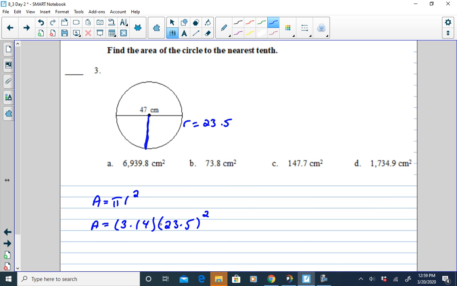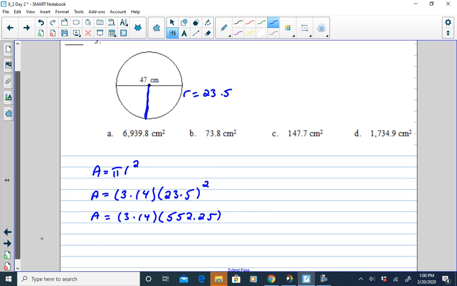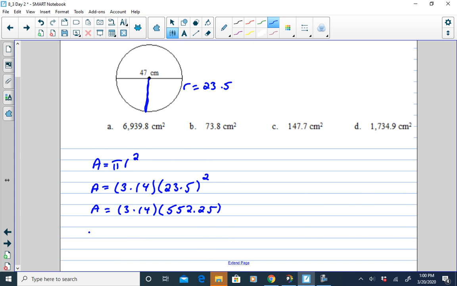So with our calculator, the next step, area is going to be equal to 3.14, and we have to do 23.5 squared, which is 23.5 times 23.5, and that's going to be 552.25. And then our area is simply going to be the product of that. So area is going to be equal to 3.14 times the 552.25, and we wound up with 1,734. Now, with my calculator, I get 0.065.